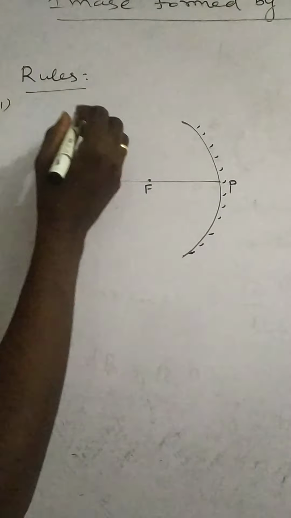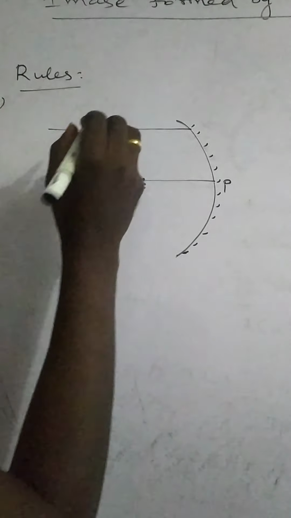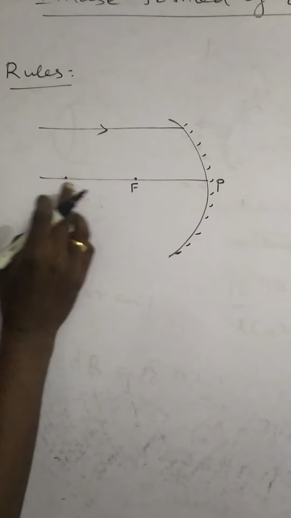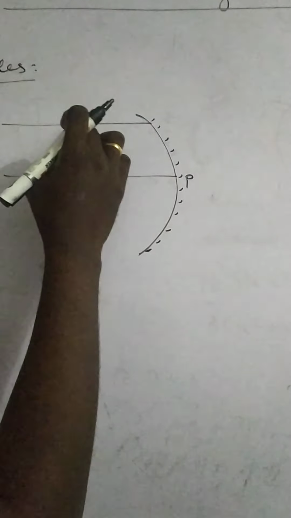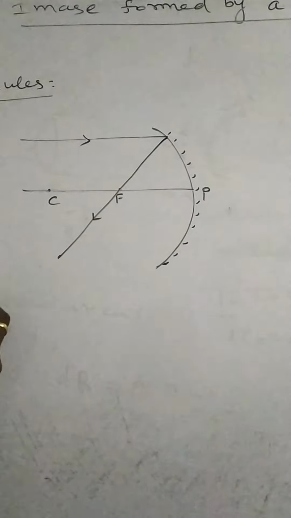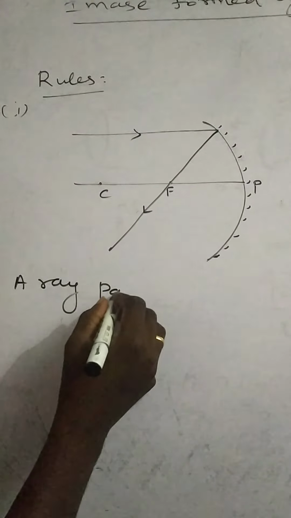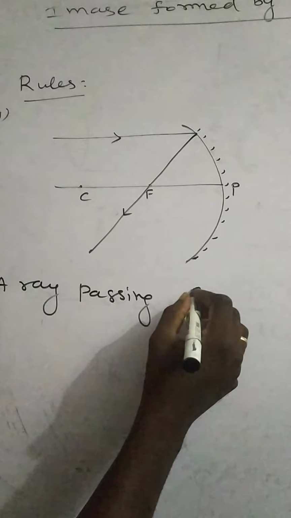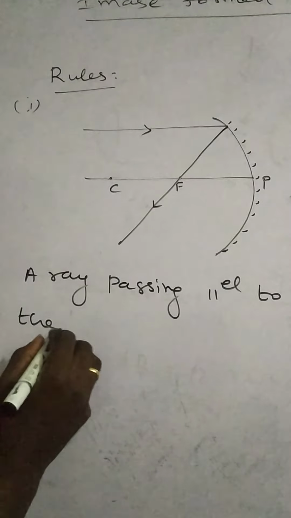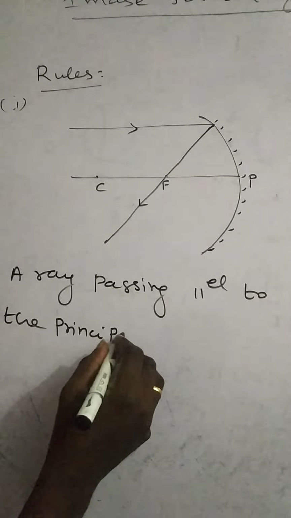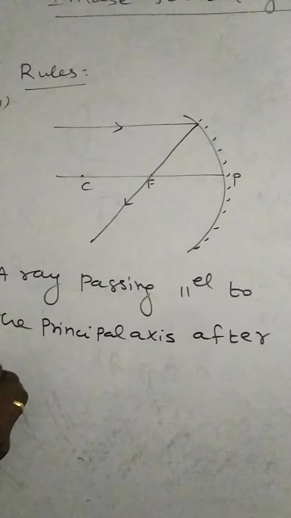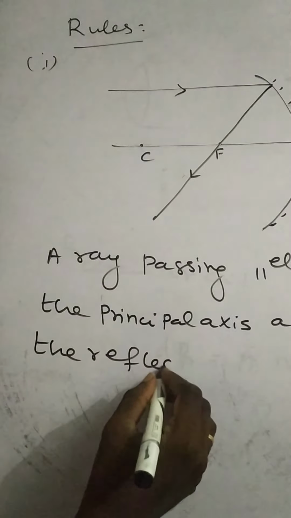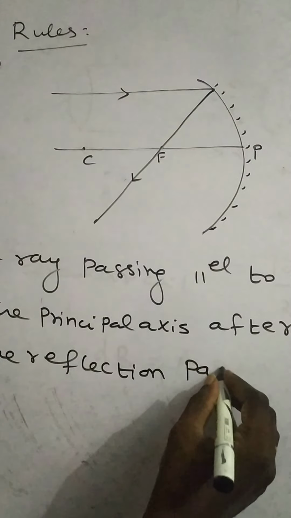First rule: for rays passing parallel to the principal axis. The line joining center of curvature, principal focus, and pole of the mirror is called the principal axis. A ray passing parallel to the principal axis, after the reflection, passes through the focus.